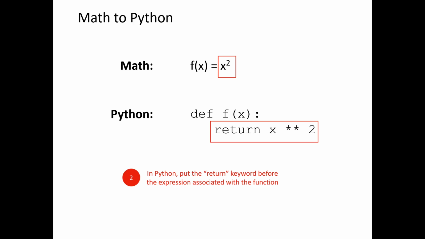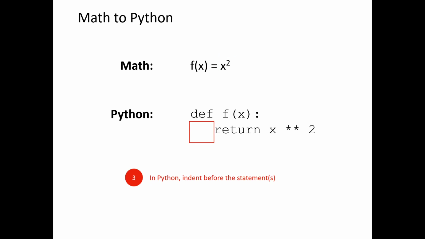Maybe it's printing out debugging code. So we need to actually say this is what we want to return. And we may have more than one line. So note that all of the statements inside the body of the function are indented. And this is how we tell Python that these are the statements that go inside the function.